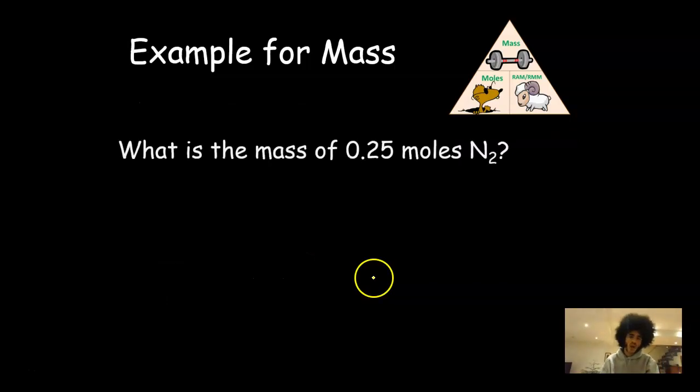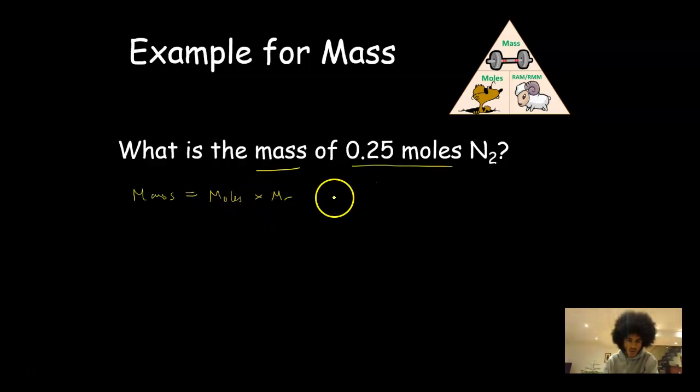If we try a different problem, let's say, what is the mass of 0.25 moles of nitrogen, or N2, the most abundant gas in our atmosphere? So I'm looking for mass. I've got moles. So the first thing I always do is I write out what the equation is. It's remarkable how many students don't do this, but the more you do it, the better. So mass equals, I look at my equation triangle, moles times MR, all right?